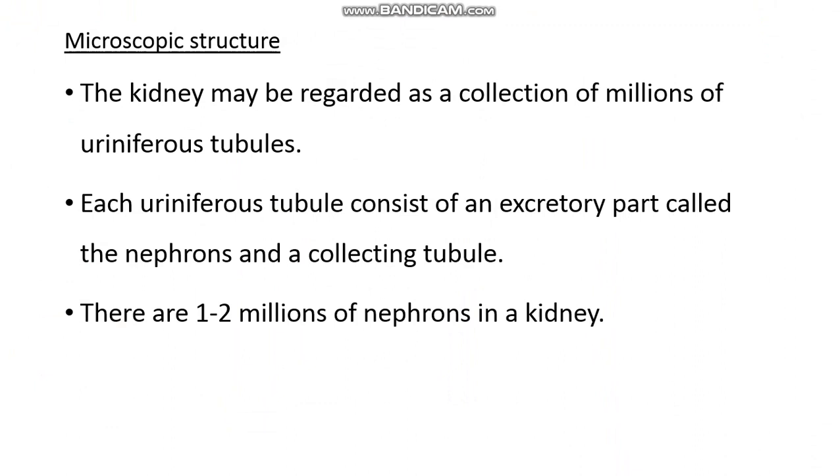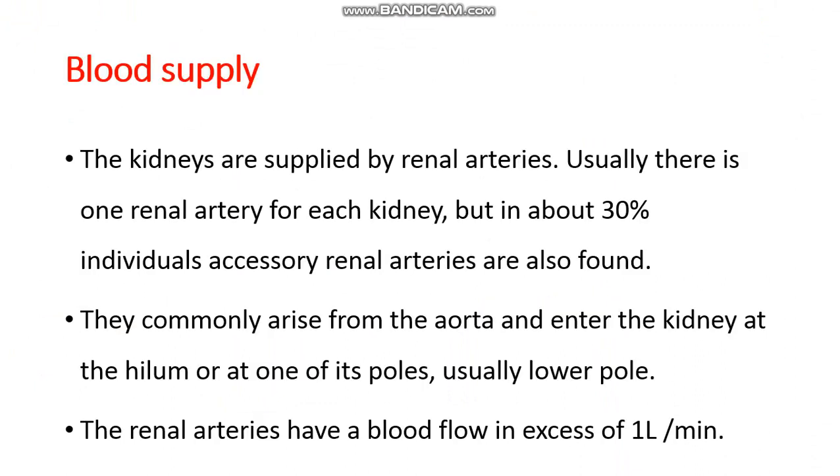Each of the uriniferous tubules consists of an excretory part called the nephron and a collecting tubule. And there are 1 to 2 million nephrons in each kidney. So the functional units of the kidney are the nephrons. So that's regarding the microscopic structure of the kidney.